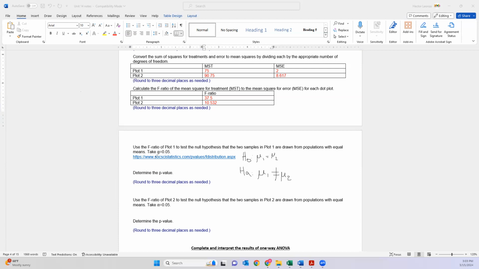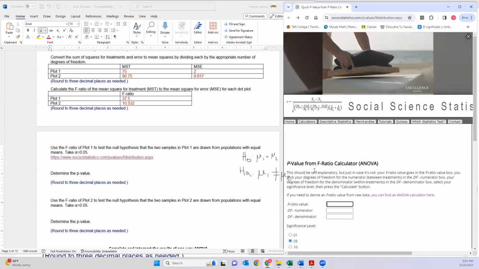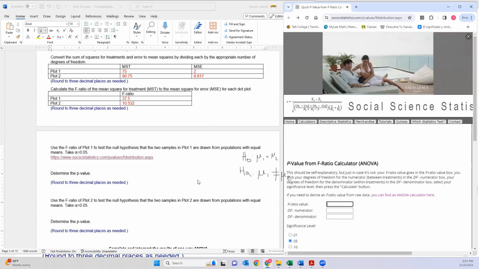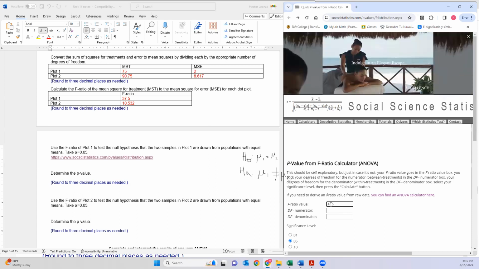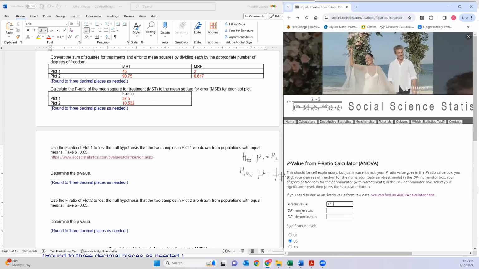So I found that. Now I have to find my F ratio to plot here. So let me find my p-value. I'm going to use this website. Okay, here's my calculator. The p-value from F ratio calculator. Now my F ratio for plot 1 was 37.5. But then I have degrees of freedom of the numerator and degrees of freedom for the denominator.